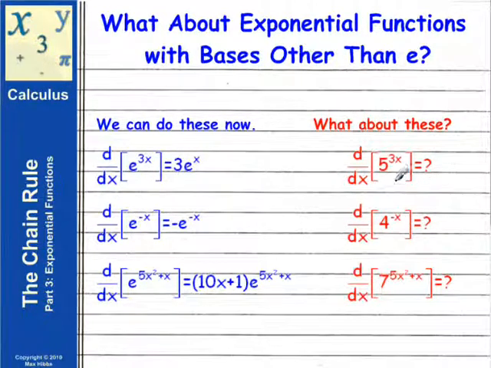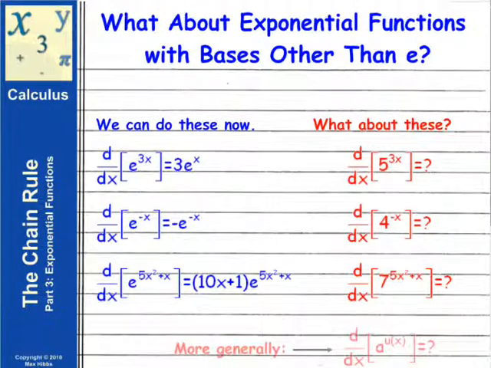But how do we find the derivative of 5 to the 3x power, or for that matter, just 5 to the x power, or 4 to the negative x power, or for that matter, the derivative of just 4 to the x, and so on? How do we find the derivative of 7 to the power 5x squared plus x? Well, we haven't discussed that yet, and we need to do a little bit of work before we know how to find these derivatives. But more generally, how do we find the derivative of some constant to a power that is a function of x? It may be simply x, or it may be something more complicated.